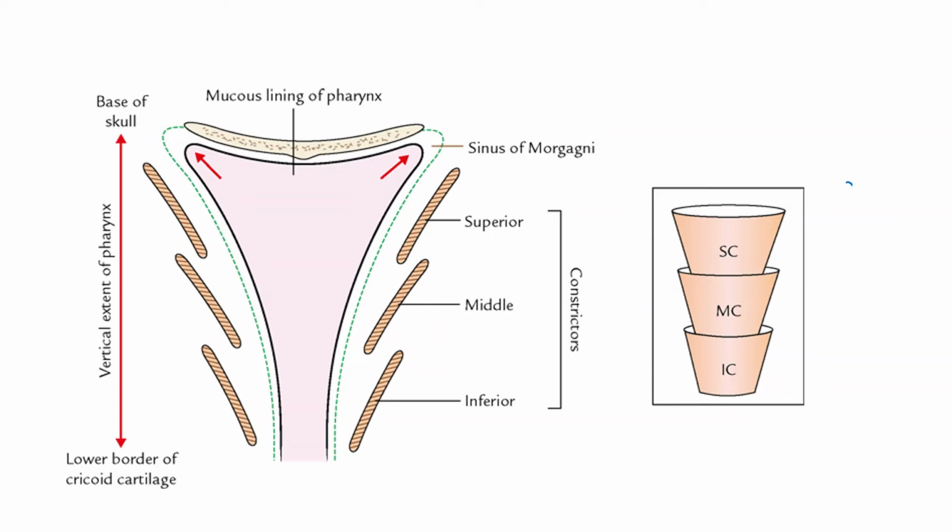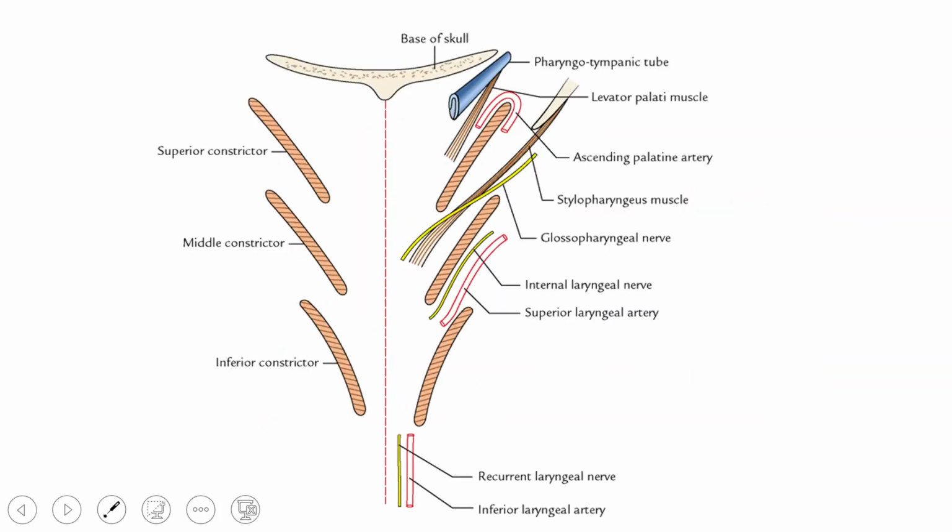There are some structures passing between the constrictor muscles. We'll just look at these structures. So this is the superior constrictor, the middle constrictor, and the inferior constrictor, and the base of the skull in the uppermost part. This is the pharyngeal tubercle, which gives attachment to the median fibrous raphe behind. The smaller spaces between the three constrictor muscles allow the passage of certain important structures.